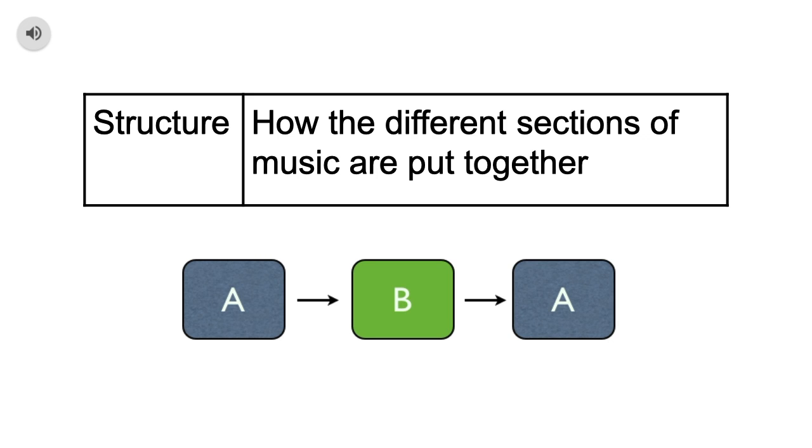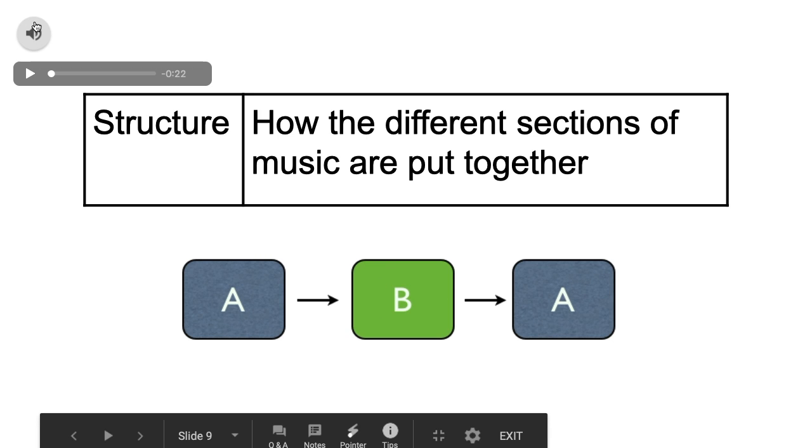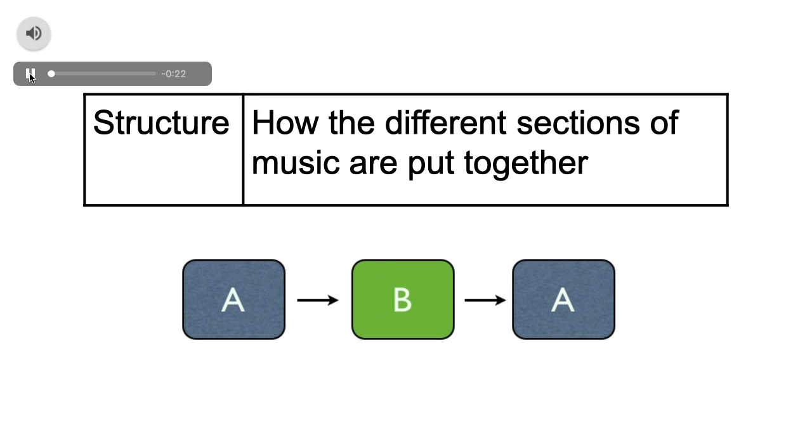Structure. How the different sections of the music are put together. So most songs that you listen to, most of the time, songs will have a verse or a chorus. I don't know, if you listen to rap music, there's often a verse and a chorus. Pop music, there's often a verse, chorus, and a bridge section. That's normally what happens. But this is A, B, A, so you've got an A section, then a B section, then back to A. Year 8 might remember this, and Year 9.